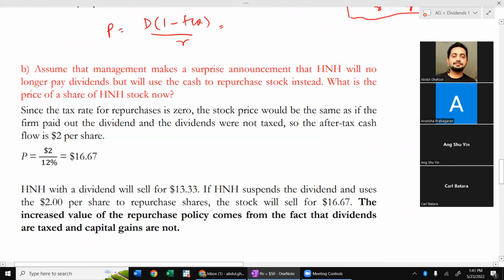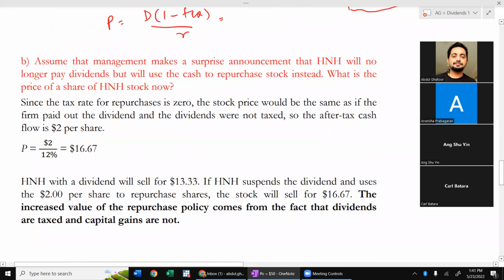Now let's see the question. Assume that the management makes a surprise announcement that H&H will no longer pay dividends, but will use the cash to repurchase stock instead. What is the price of a share of H&H stock now? As we remember, there is no tax on the share repurchase, we just learned that.